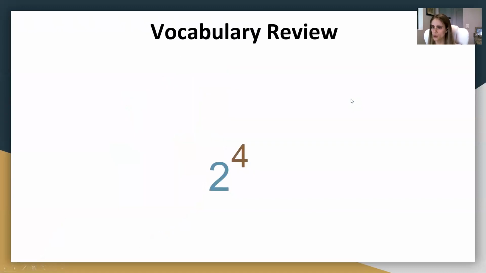Right, let's go over our vocab, because in order for us to talk about exponents, we need to know what each of these are called. So that way, when I'm going through this lesson, when you're having your practice on IXL, you understand the vocabulary being used. So this four right here, what is that four called?